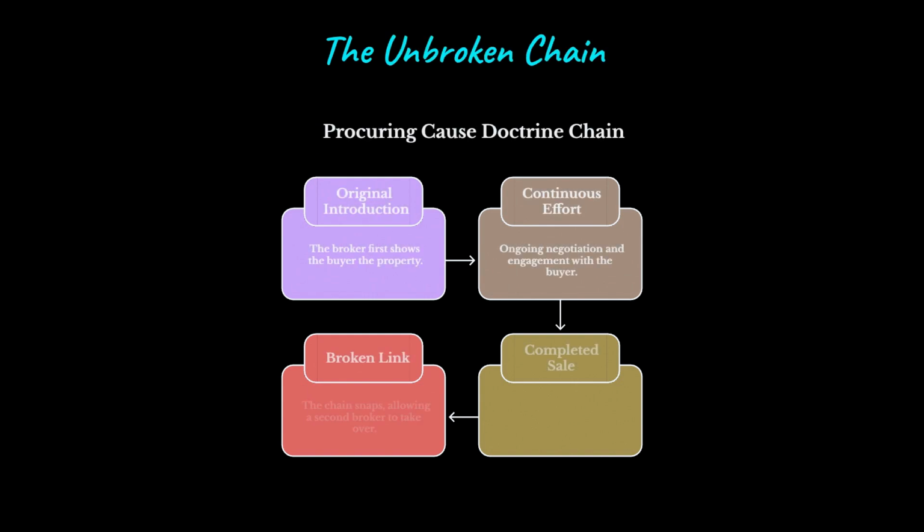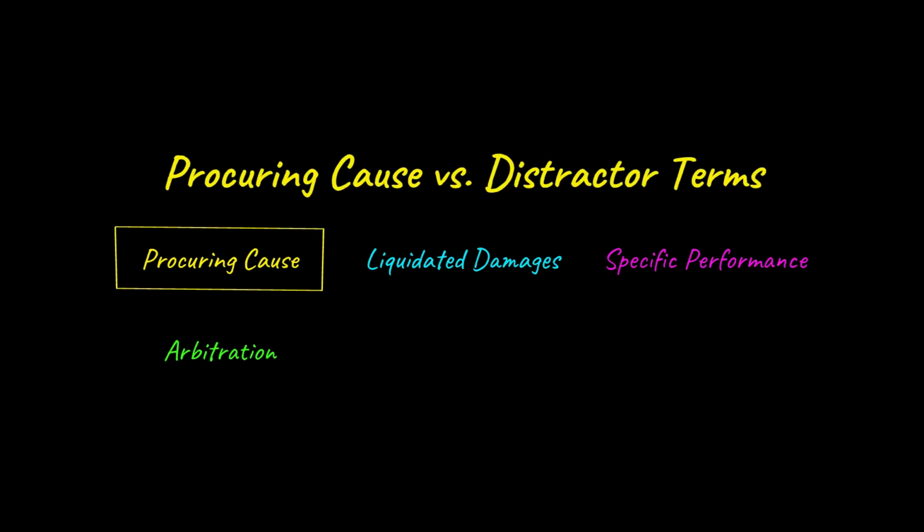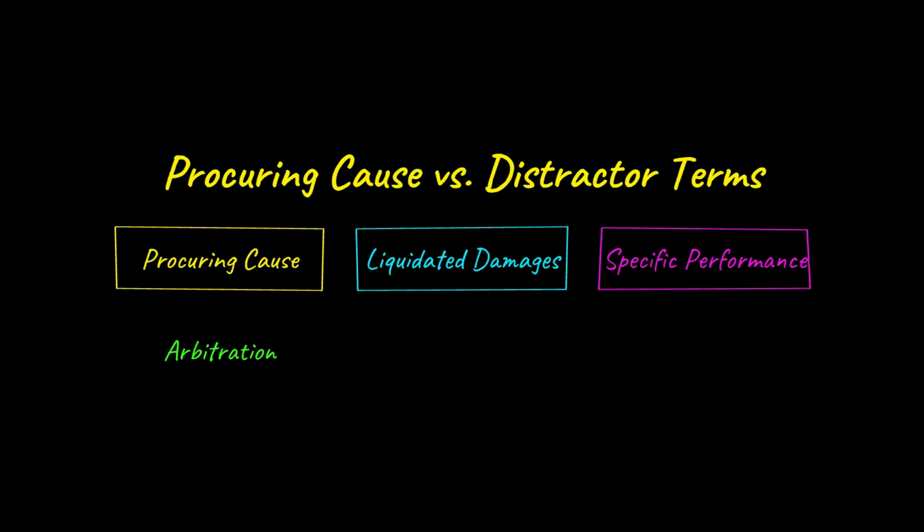Picture the transaction as a chain: introduction, continuous effort, and the completed sale, all linked without a break. If that link snaps and the buyer wanders off, a second broker who independently restarts the sale can become the new procuring cause. Exam distractors often confuse procuring cause with unrelated remedies. Liquidated damages is a pre-agreed sum for a breach, and specific performance is a court order between buyer and seller. Neither decides which broker earned the fee.